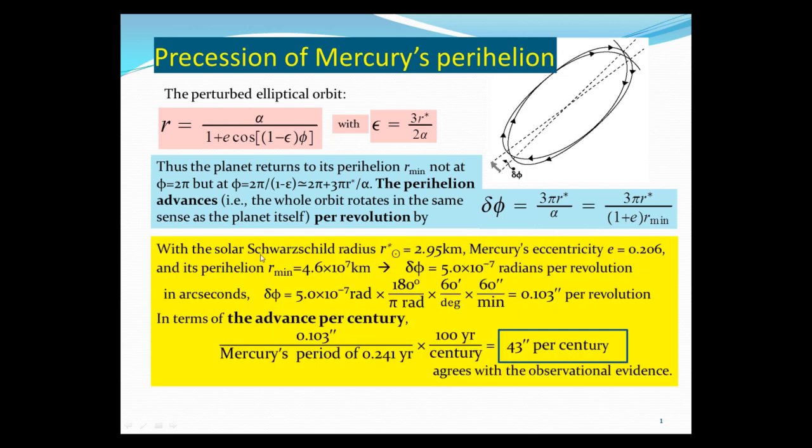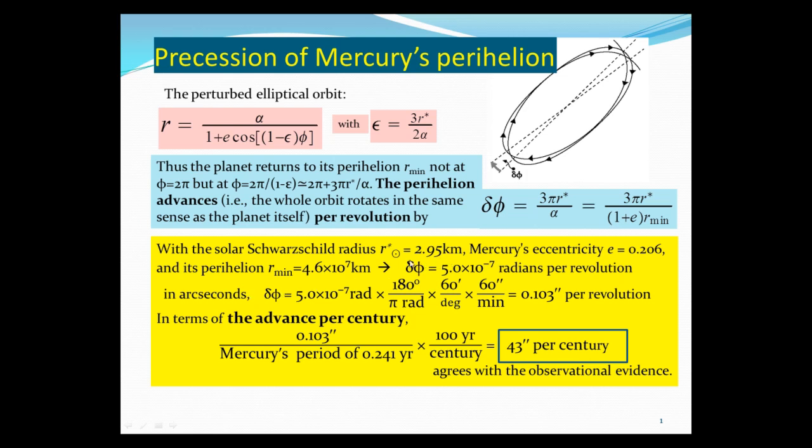So if you put in the fact that R star is the Schwarzschild radius for the sun, which is 2.95 kilometers, and Mercury's eccentricity e is 0.206, and its perihelion R mean is 4.6 times 10 to the 7th kilometers, you plug these numbers in and find the precession advance is 5.0 times 10 to the minus 7th radian, of course per revolution, each time it goes back.